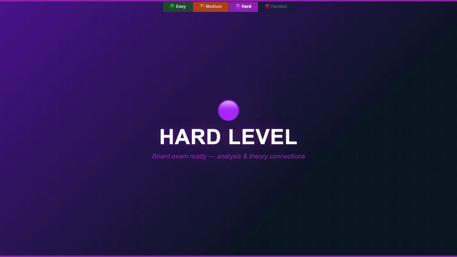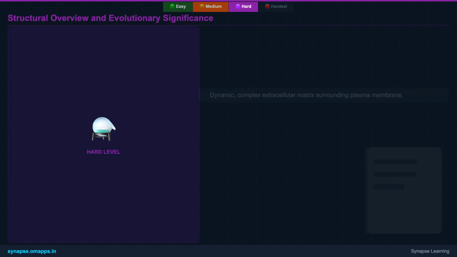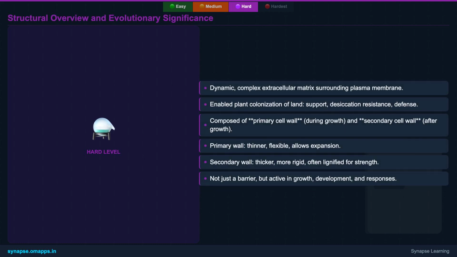Excellent work! Now, prepare to delve into the intricate details and theoretical connections of the cell wall at a hard level. We are going to analyze its structure and function more deeply. The plant cell wall is far more than a simple barrier. It's a dynamic, complex extracellular matrix, crucial for plant survival and evolution.